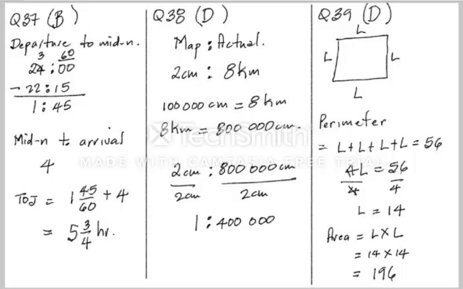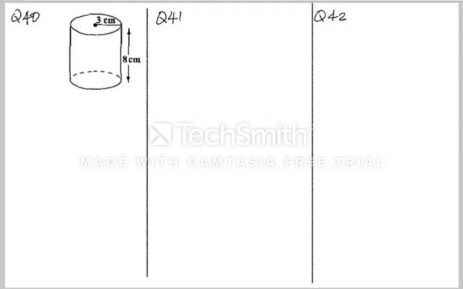Now question number 40. We're told that the radius of the cylinder is 3 centimeters, the height of the cylinder is 8 centimeters, and we're asked to find the volume of the cylinder. Please note that pi is in all of the answers. So if pi is in the answer, when you're working out your volume, you should not put any value for pi.